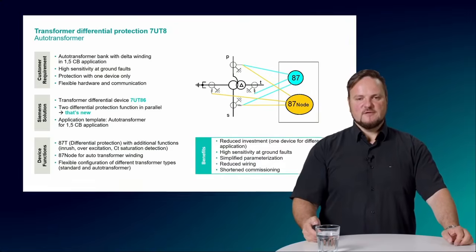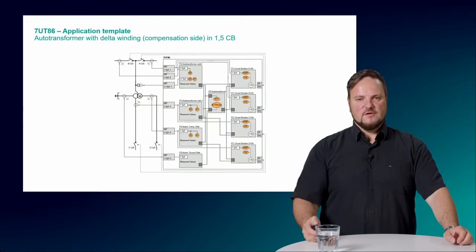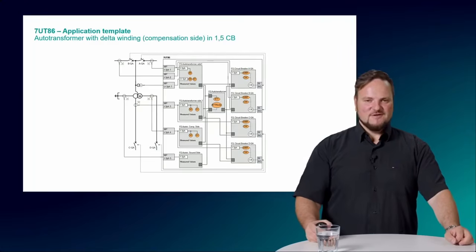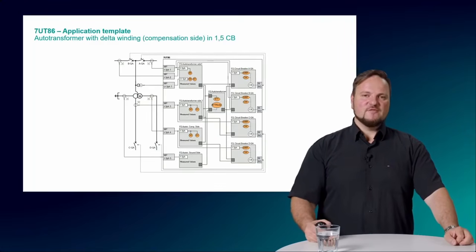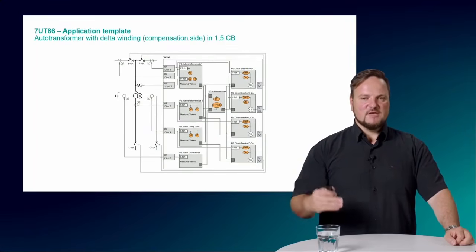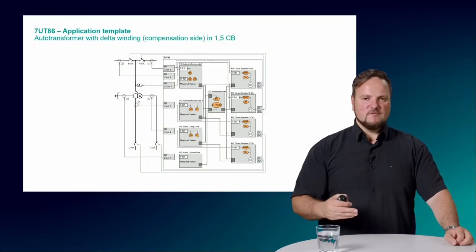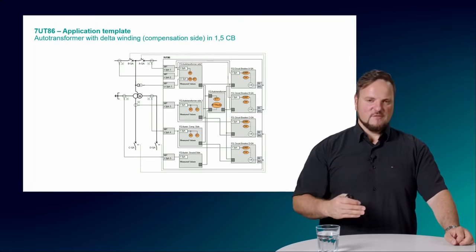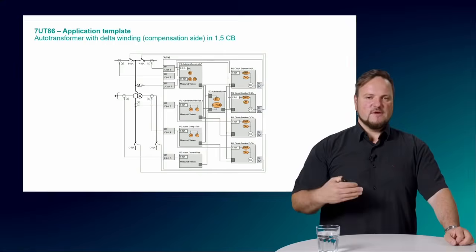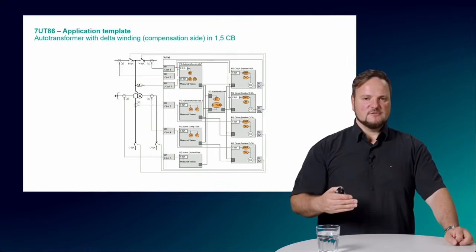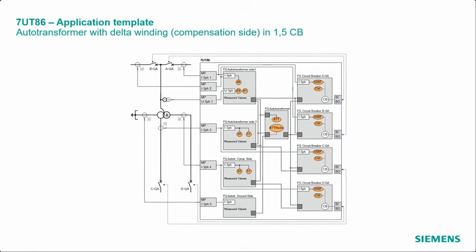So now we have a look at that application, which is a little bit bigger now. We found in this application the function groups auto transformer side 1 and auto transformer side 2. We also find here the auto transformer ground side. And as this auto transformer has a delta winding as well, we found this delta winding as an additional function group.